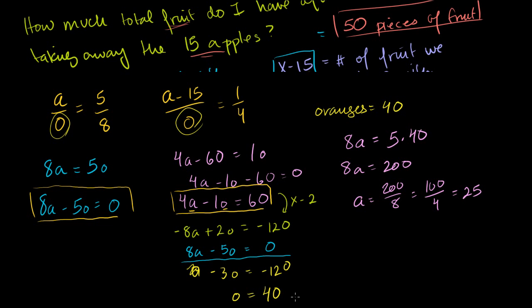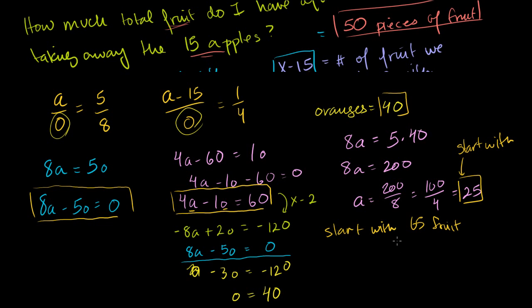So remember what A and O are. O is the number of oranges we have throughout the problem. A is the number of apples we start with. So you can say that we start with 25 apples, 40 oranges, or we start with 65 pieces of fruit. 65 fruit.